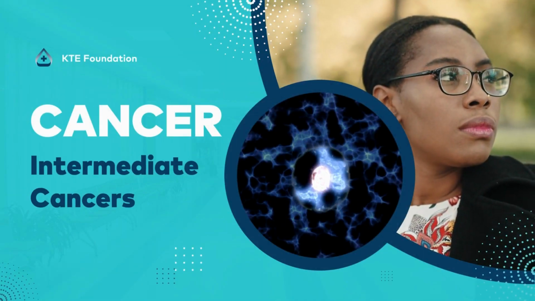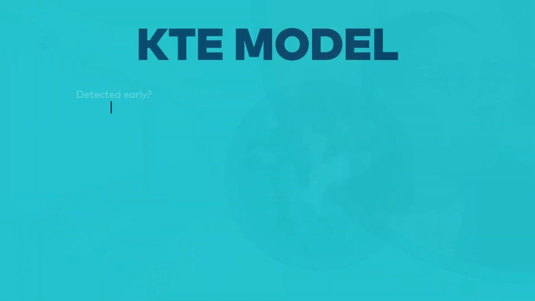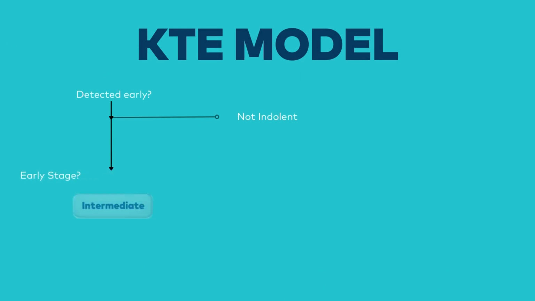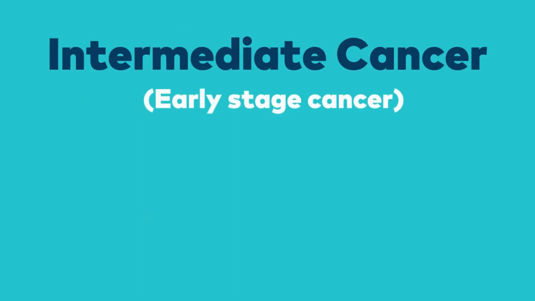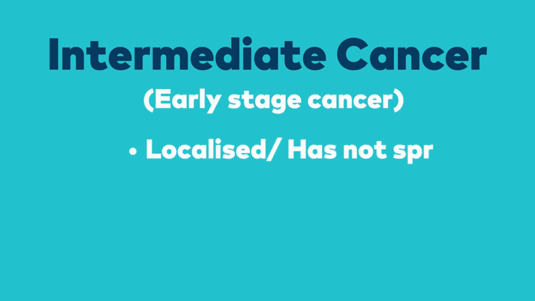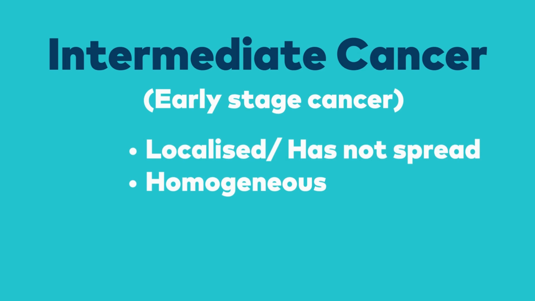We will now explain what an intermediate cancer means. If the cancer is detected early but is not indolent, it means it will more than likely turn out to be an earlier stage cancer. These are what we call intermediate cancers. The intermediate class of cancers are earlier stage cancers where the cancer is localized and has not yet spread. It is also very likely to be homogeneous and not evolving very fast.